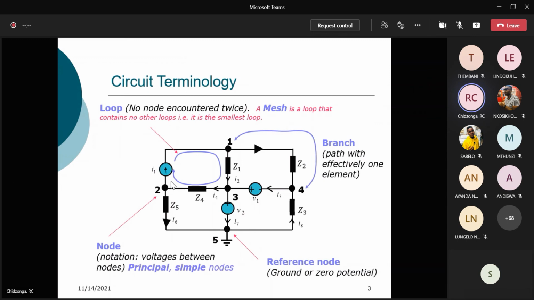Now, the black boxes, like I have said, these are elements of the circuit through which current flows. The black dots, which are numbered in this diagram 1, 2, 3, 4, 5, are called nodes. Nodes are points where two or more elements are connected together.